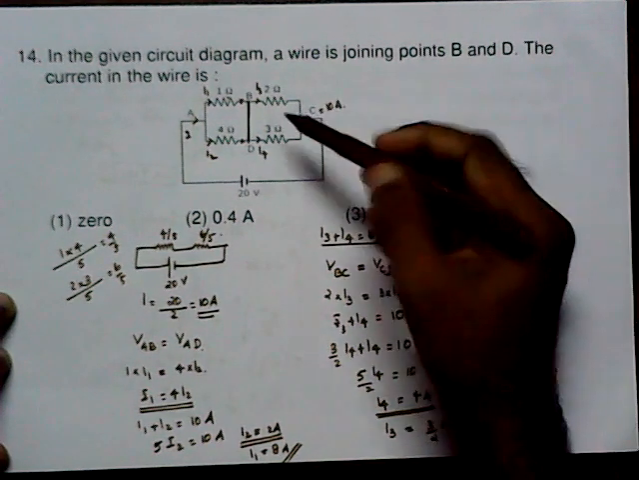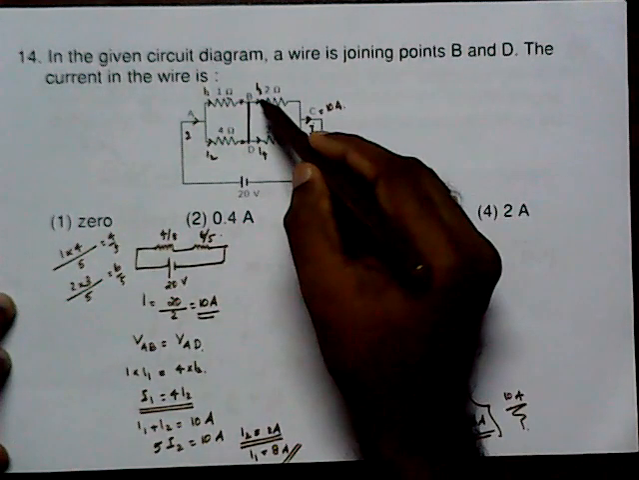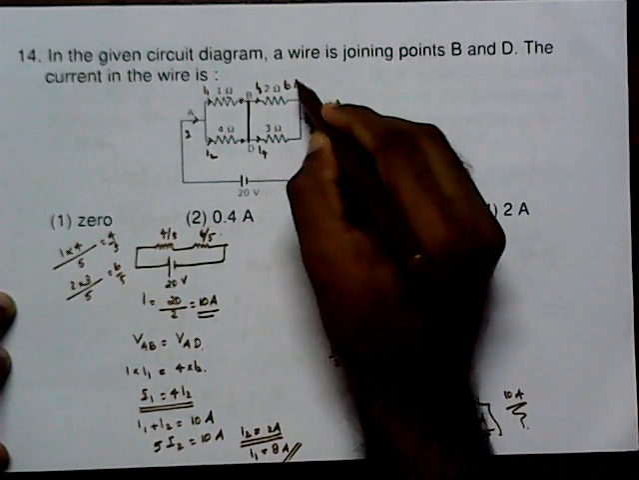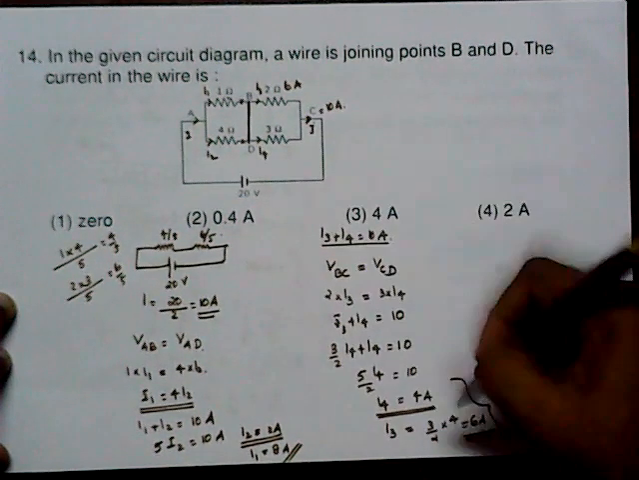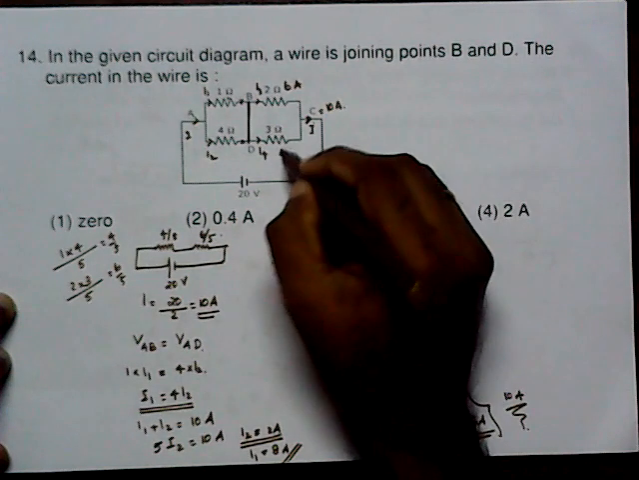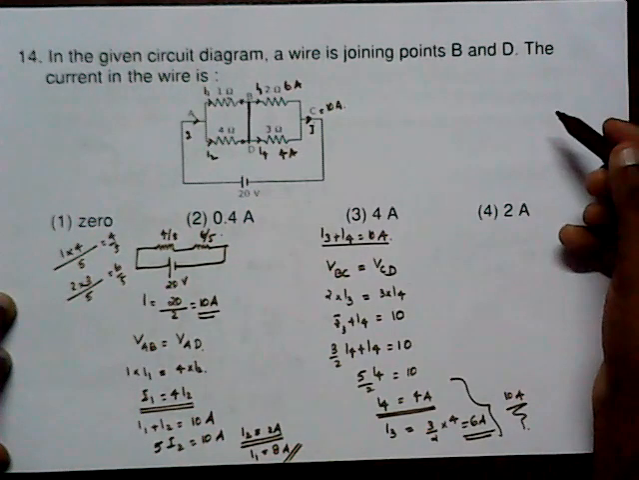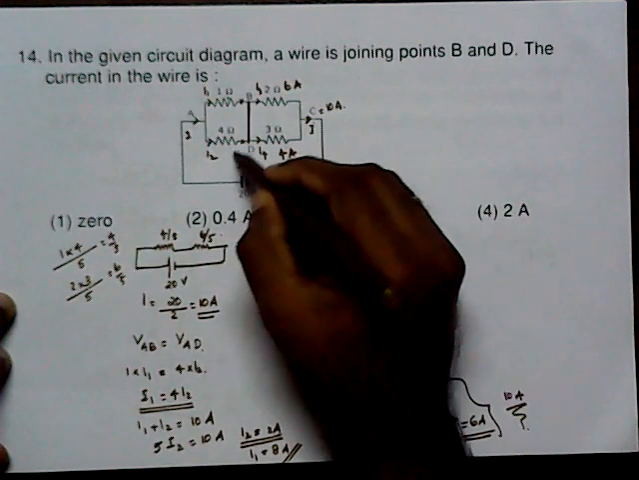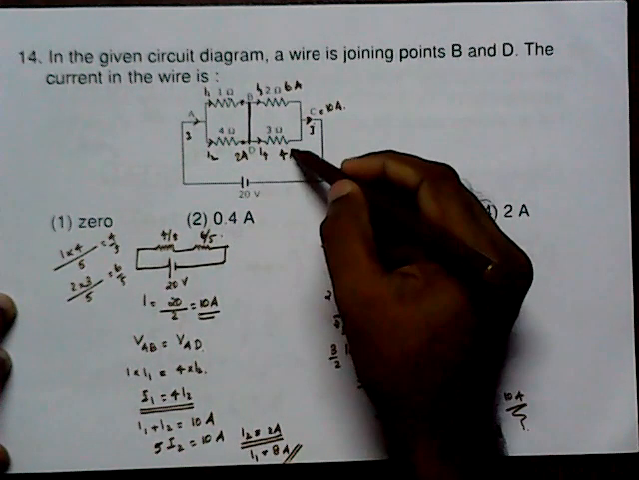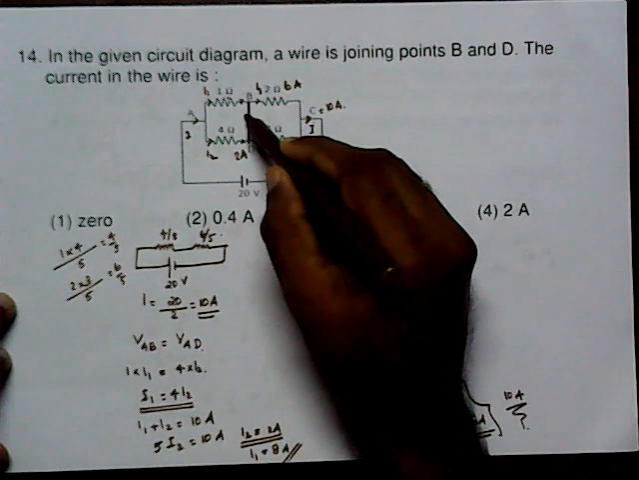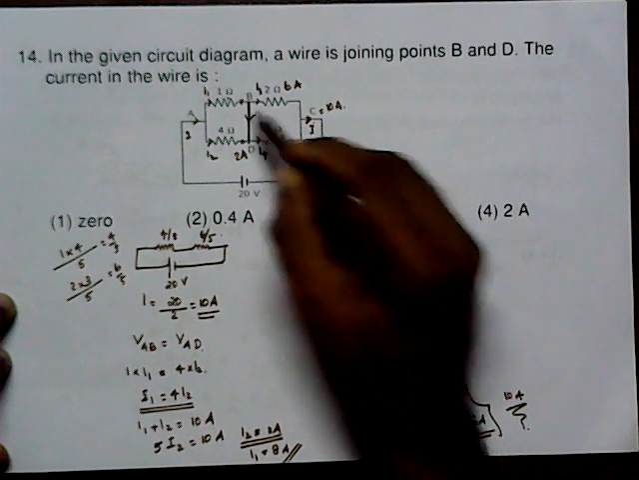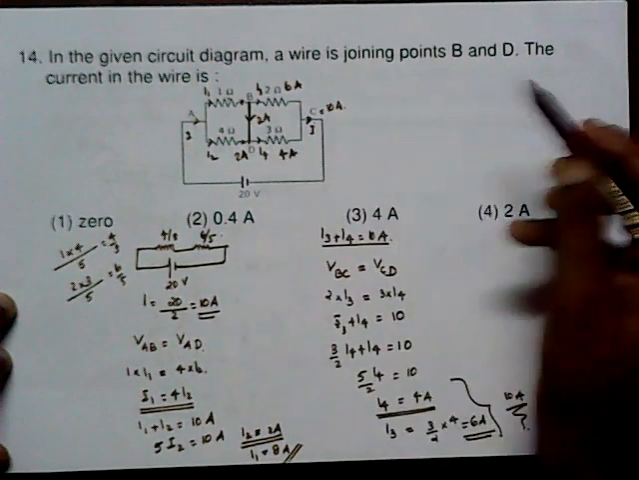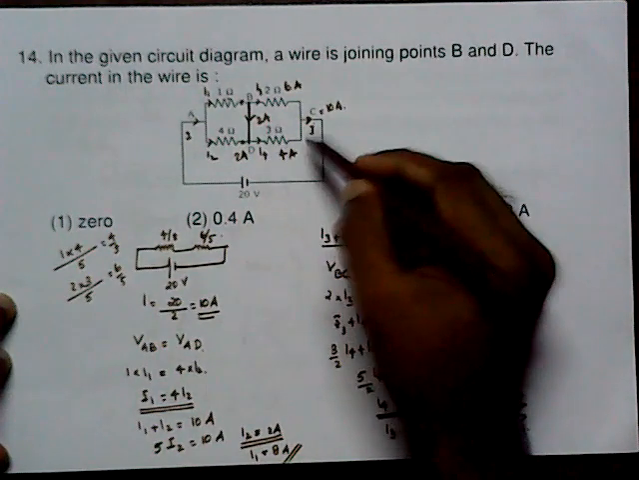So then look at the figure. Here I3 is given as 6 ampere, then I4 is given as 4 ampere. But we know that I2 is given here as 2 ampere. Now here it becomes 4 ampere, so there should be a flow from B to D. It should be 2 ampere, so then only it becomes 4 ampere.